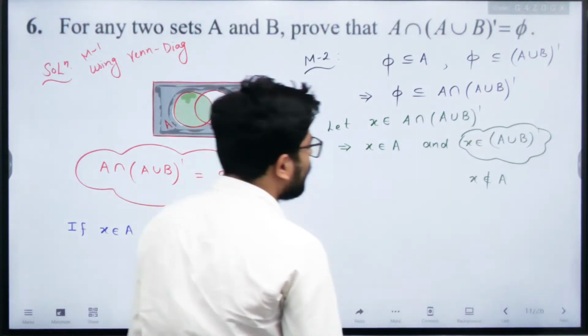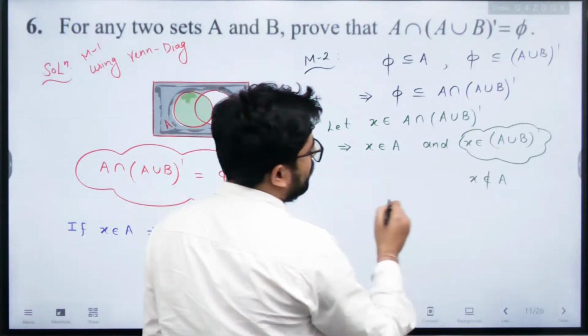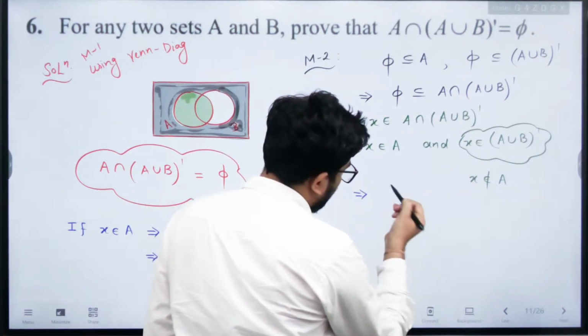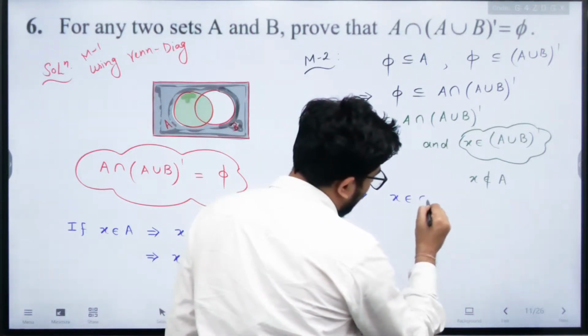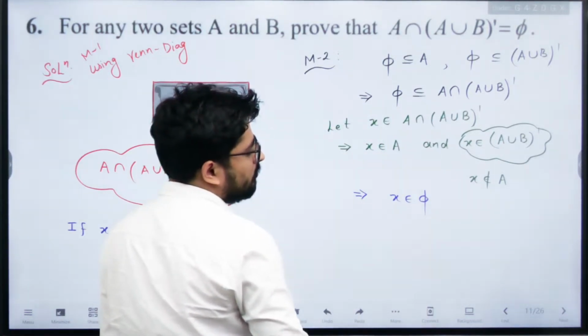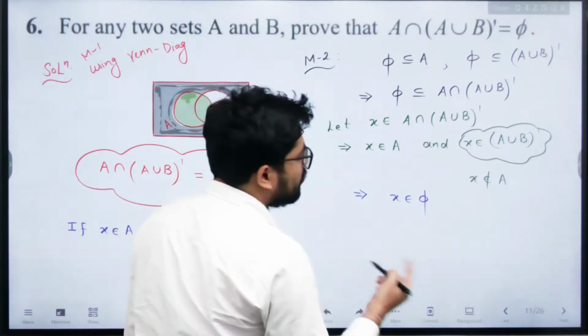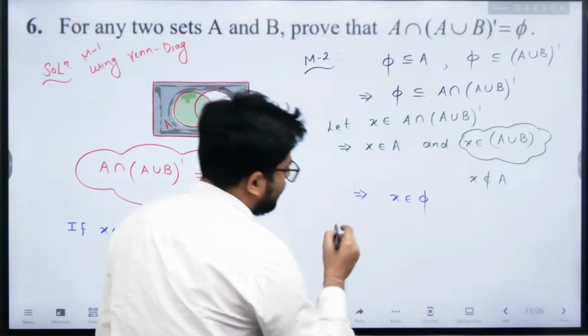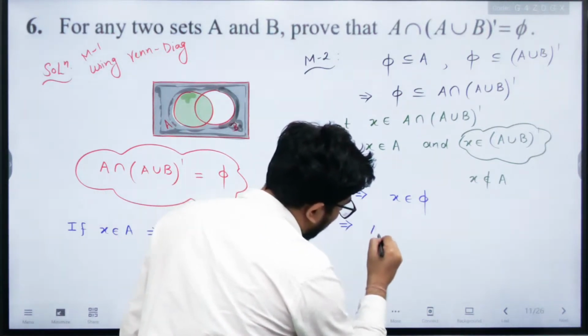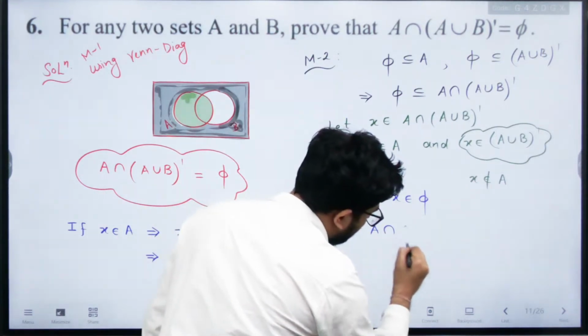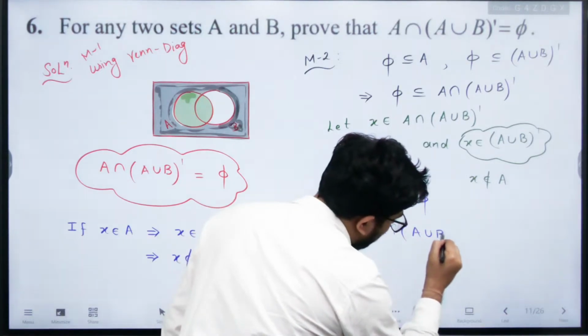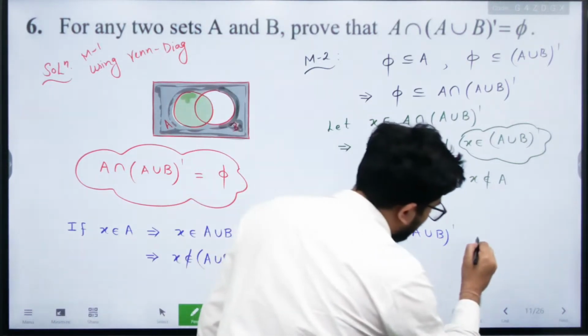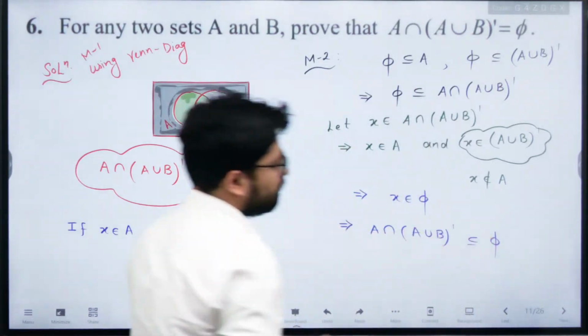So now here x belongs to A and x does not belong to A. It means x belongs to the empty set. If x belongs to the empty set and x is an arbitrary member of this set, then from here you can say A intersection A union B whole complement is a subset of phi.